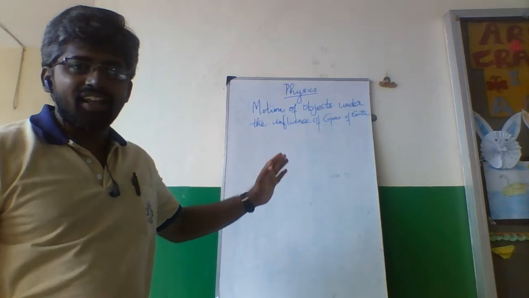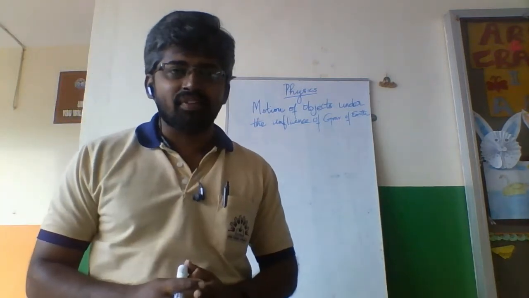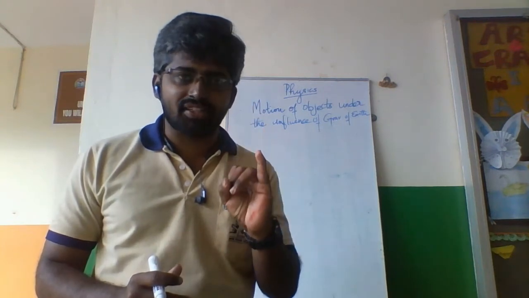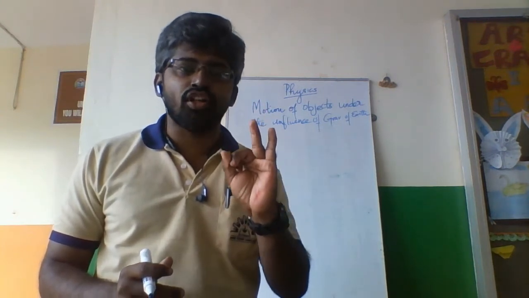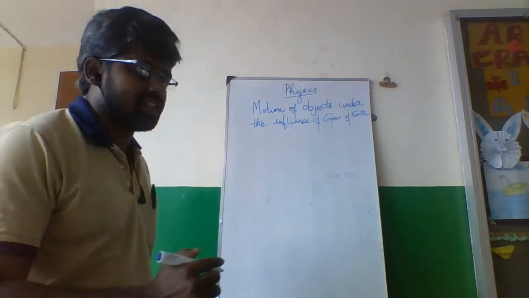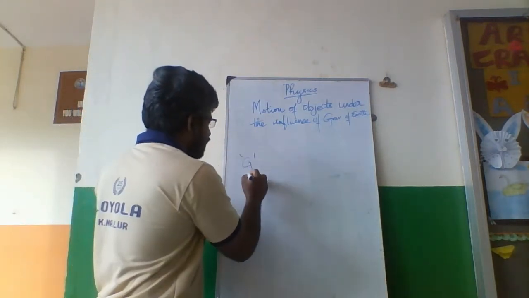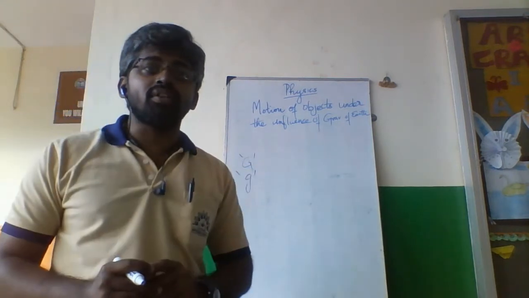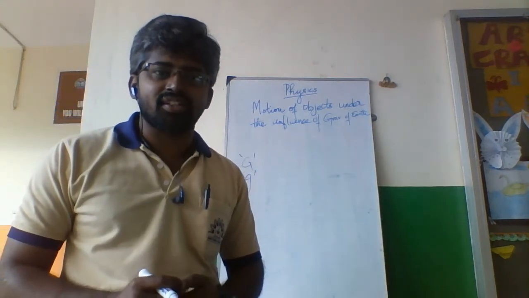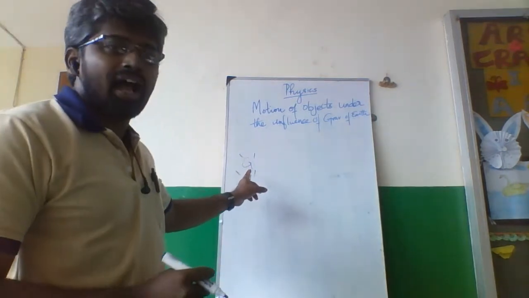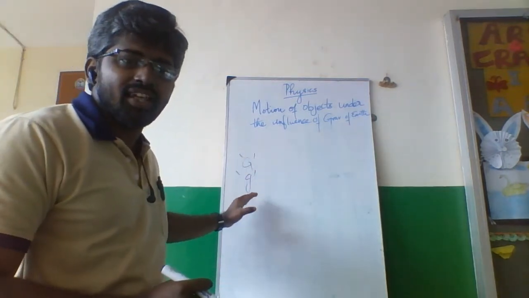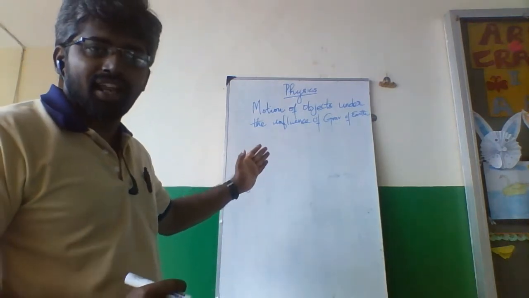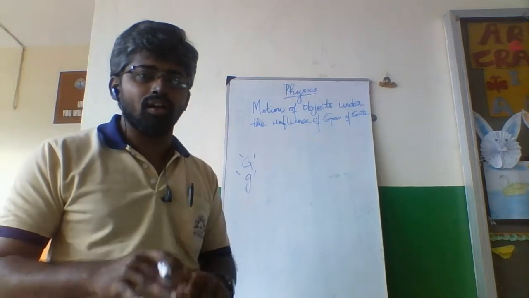Today, we are dealing with gravitation. In gravitation, we have already dealt with the universal law of gravitation and acceleration due to gravity. Two things we have seen, capital G and small g. Capital G is the universal gravitational constant, 6.67 into 10 to the power minus 11. And small g is acceleration due to gravity, 9.8 meter per second squared on earth.